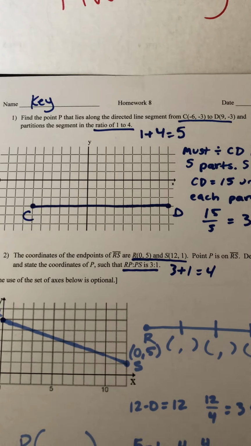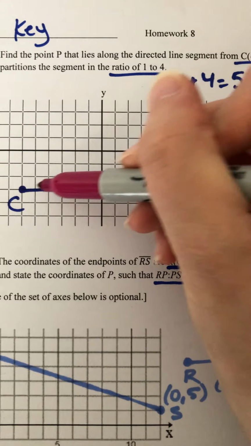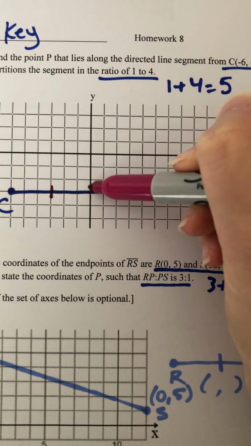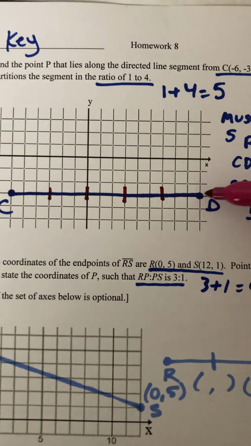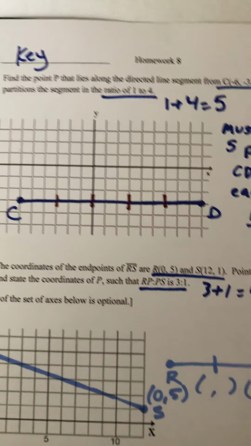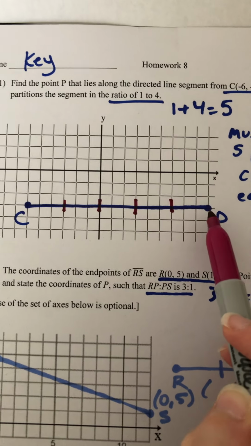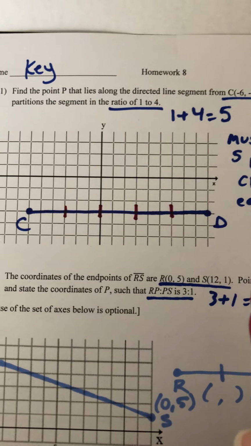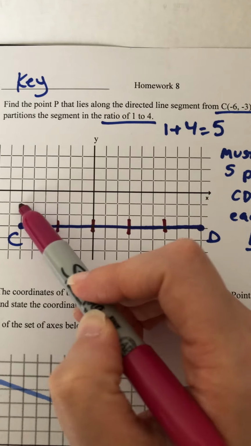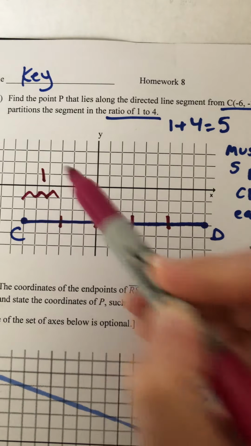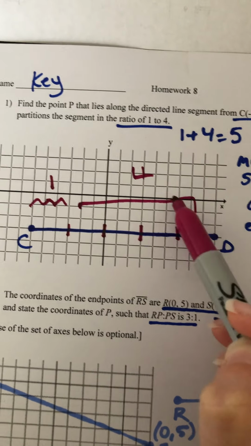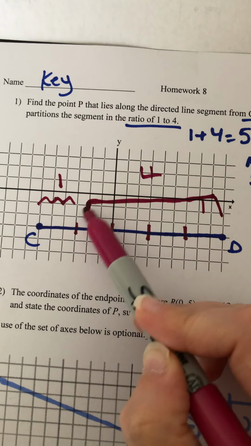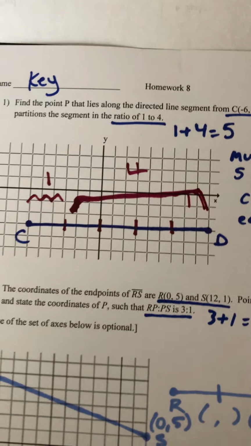So every 3 boxes I'm going to count and put a mark. 1, 2, 3, 1, 2, 3, and so on. Okay, so on CD, I counted the last 3 boxes just to make sure I had done it accurately, and I landed on D. That's a good thing. Now, the ratio has to be 1 segment to 4 segments. 1, 2, 3, 4. So let me just draw that a little bit longer. That whole thing is worth 4.